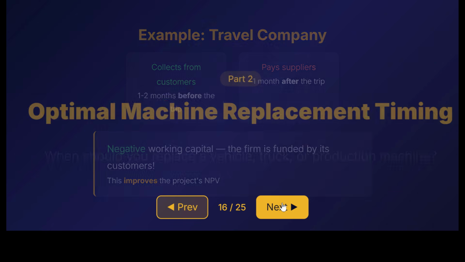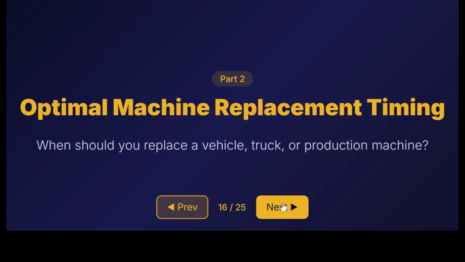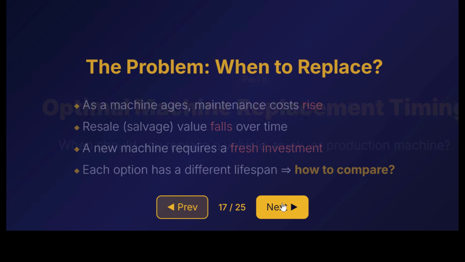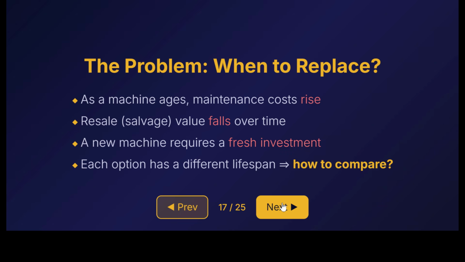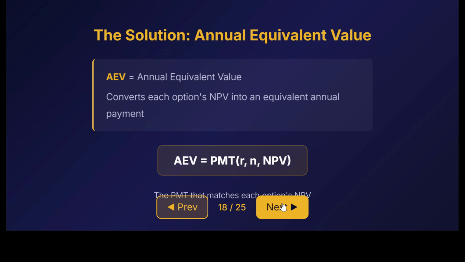7. The AEV method, annual equivalent value. The solution is to convert each option's NPV into an equivalent annual payment using the AEV method. AEV is computed as the payment of the NPV over n years at the cost of capital R. The decision rule: choose the replacement cycle with the highest AEV. If the analysis involves only costs, choose the cycle with the lowest annual equivalent cost.